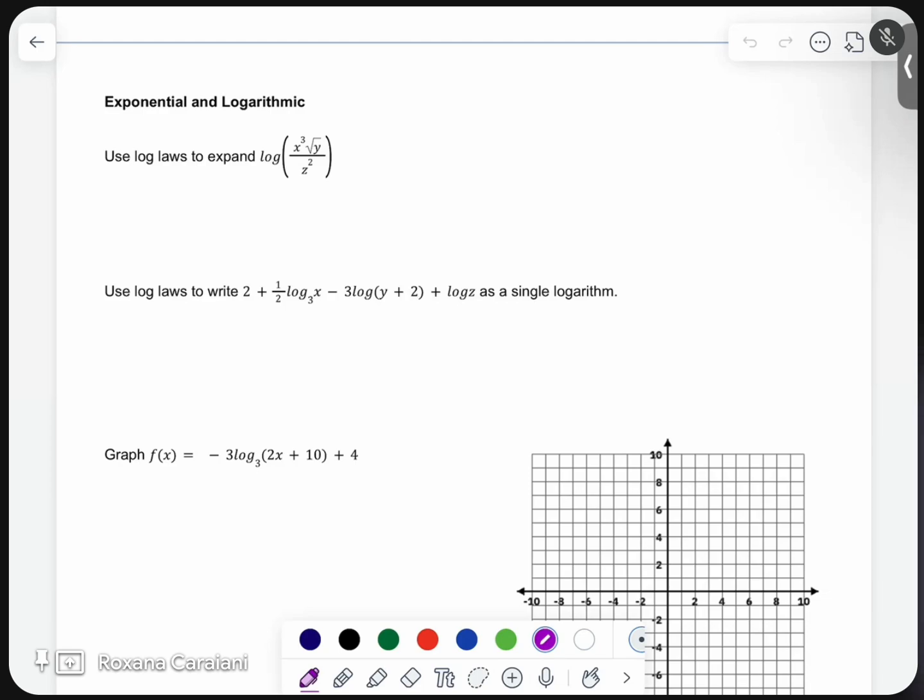Okay, I think it's 7, so I guess we'll begin.